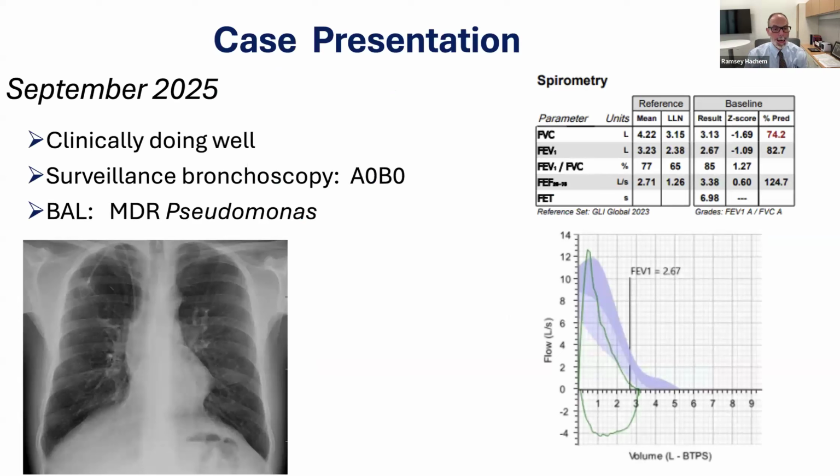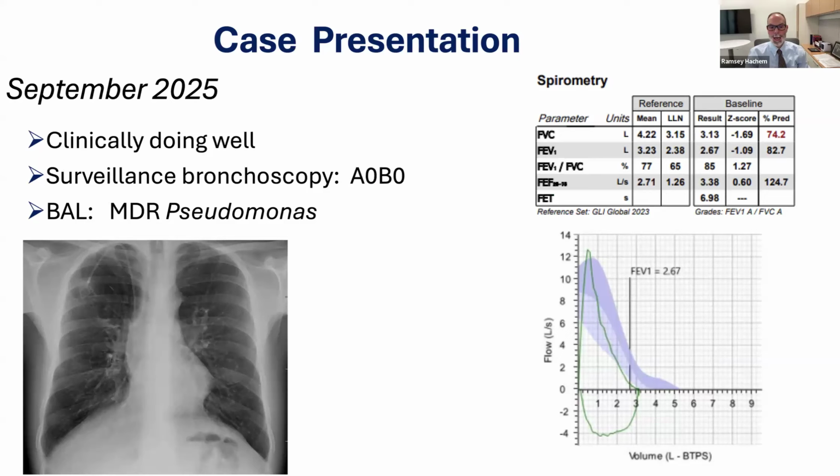The patient was seen in early September of 2025 for a routine clinic visit. He was doing well. He had no respiratory symptoms. His pulmonary function tests are shown on the right of the slide. And his FEV1 was 2.67 liters, or 83% predicted. And that was at his post-transplant baseline lung function.